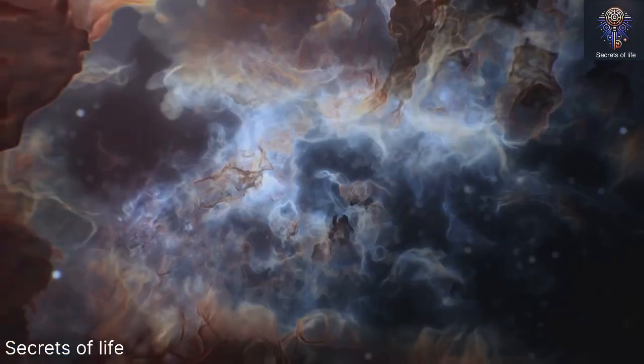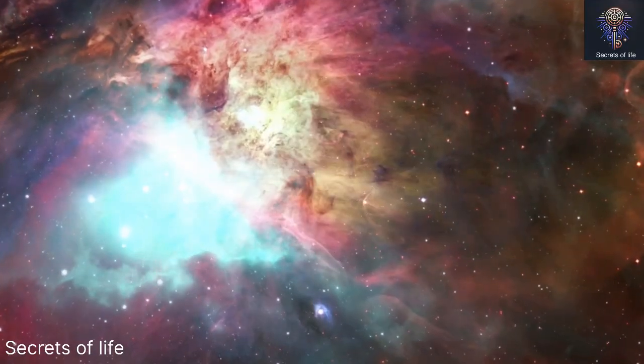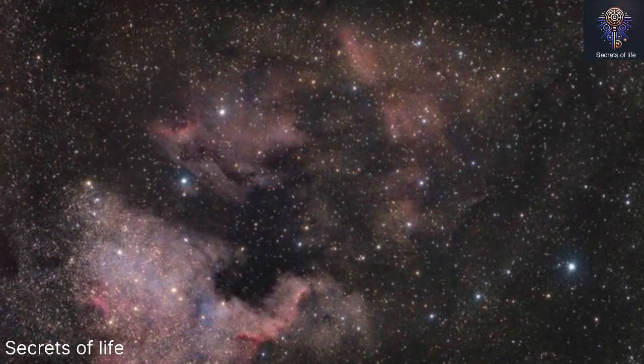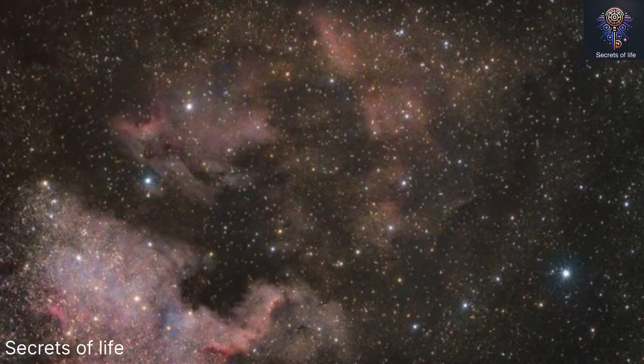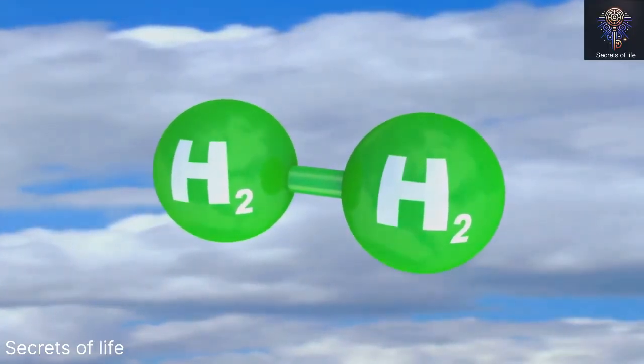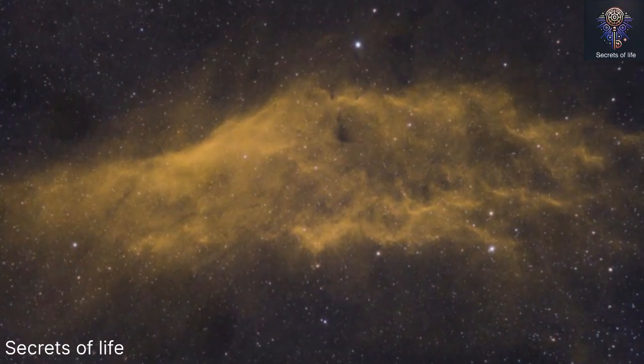The composition of molecular clouds, a cosmic cocktail. Molecular clouds are primarily composed of gas and dust. The most abundant molecule is molecular hydrogen, also known as H2. It's the simplest molecule formed when two hydrogen atoms bond together. While molecular hydrogen dominates, these clouds are far from uniform.